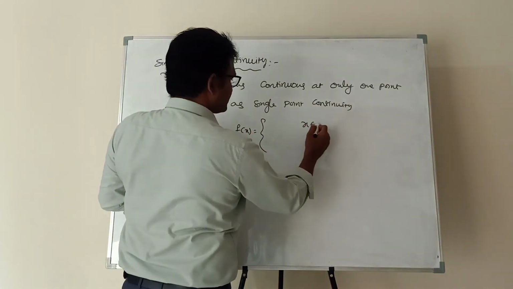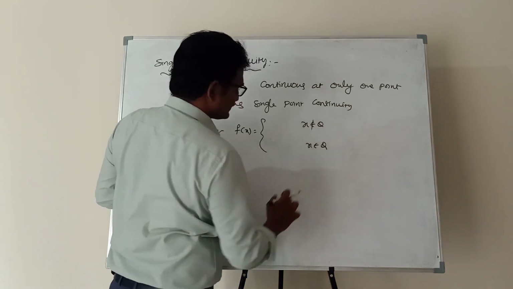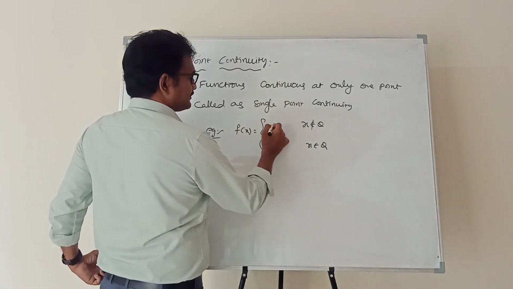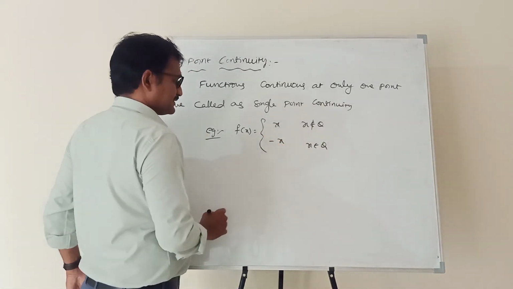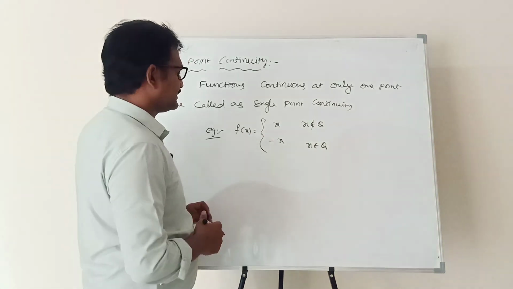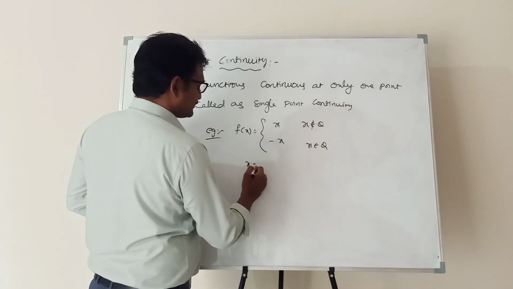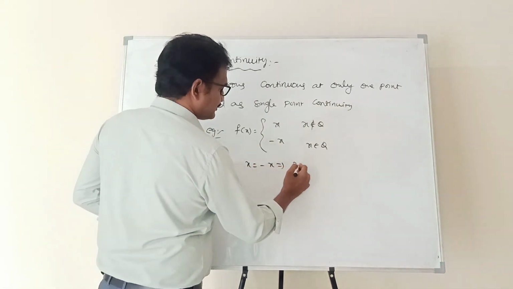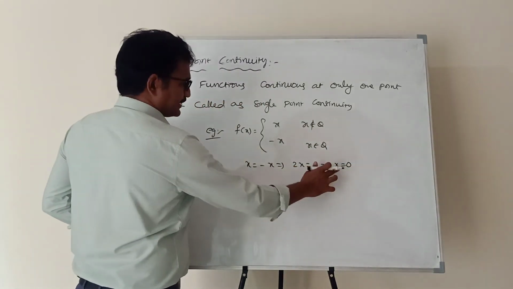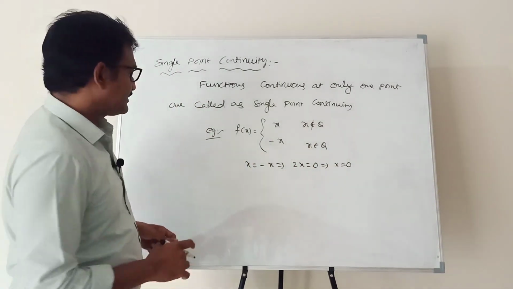The conditions x does not belong to Q and x belongs to Q are given for single point continuity. Suppose you take x here and minus x there; this function denotes single point continuity. To find that single point, you equate both: x is equal to minus x, so 2x is equal to 0, that means x is equal to 0. So at x equal to 0 only they are continuous. At the remaining points they are discontinuous.